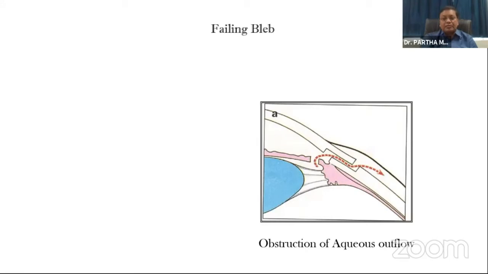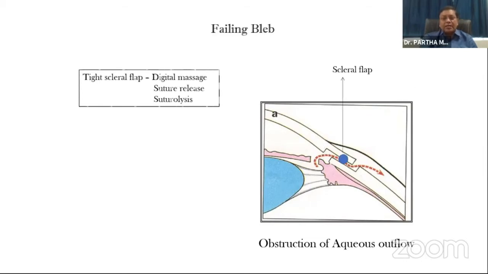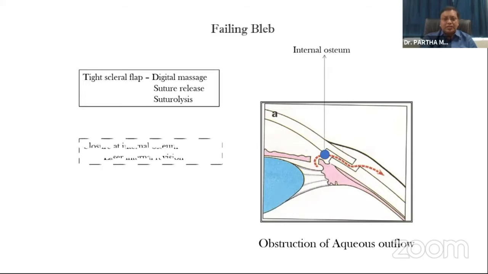The obstruction of the aqueous outflow may be at different sites. Near the inner ostium, it may be due to a tight scleral flap or due to episcleral fibrosis. So in each case you have some options to manipulate the bleb. If it is a tight scleral flap, you can give digital massage, you can release the suture, or even if these two won't work, then you can do suture lysis with argon laser.